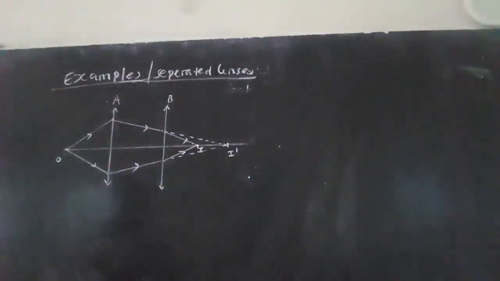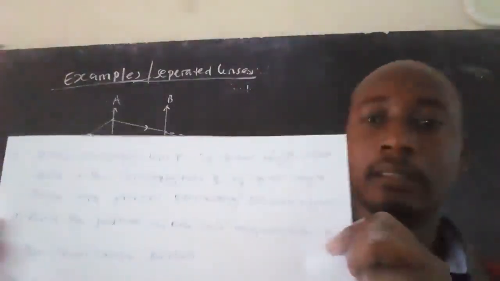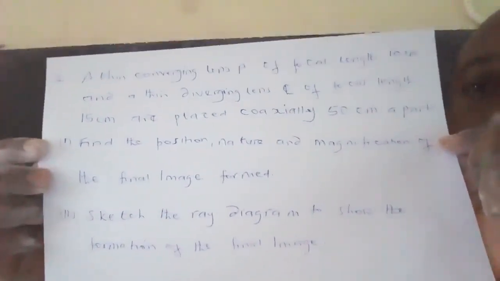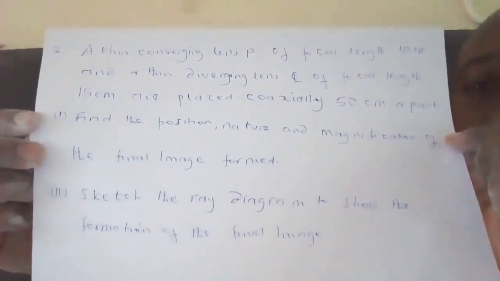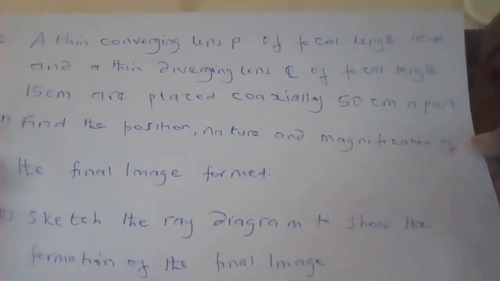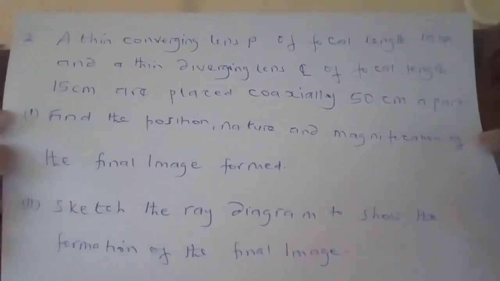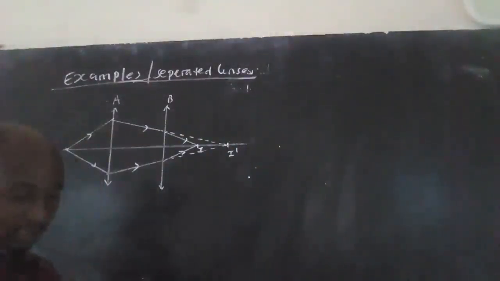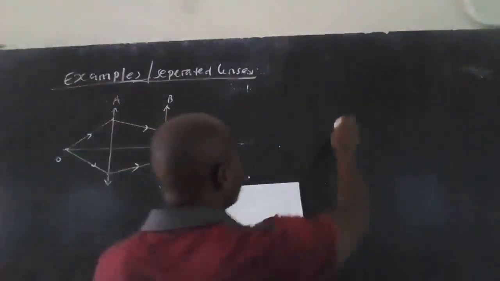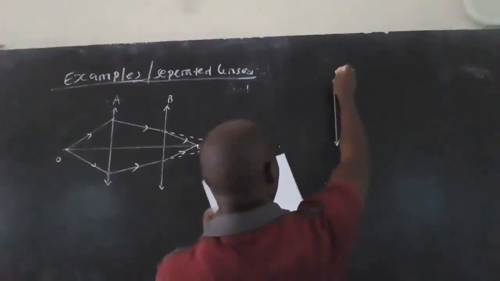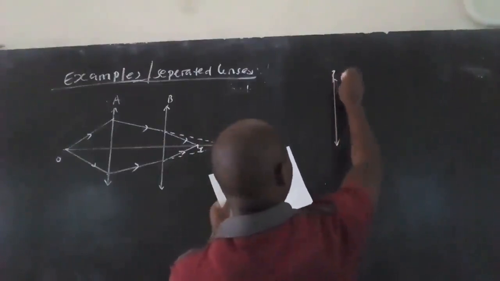Then we go to number 2. We have another example. Number 2. I hope that is fine. It's okay. That's number 2. So number 2 says, a thin converging lens P of focal length. So we have a thin converging lens. This is P.